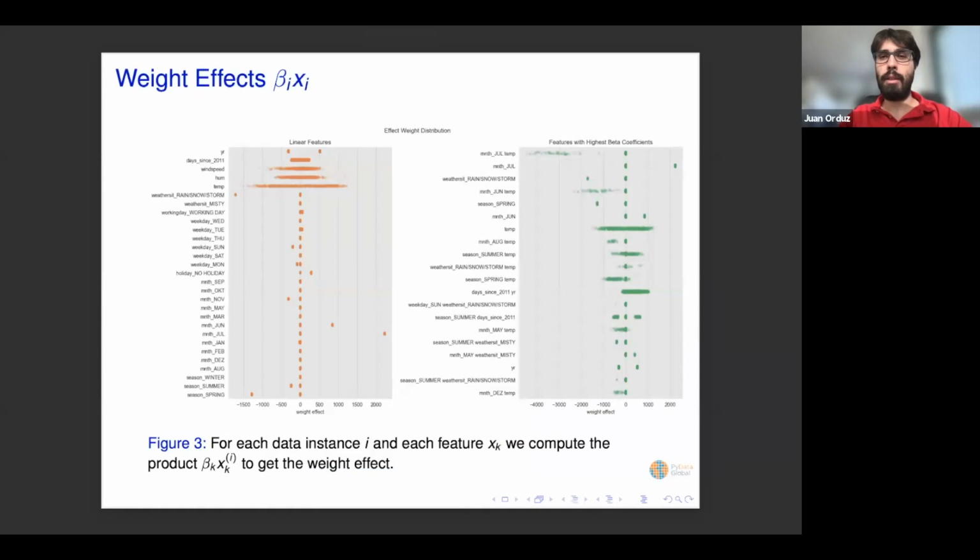But something that can give us a little bit more information is looking into what we call the weight effects. The weight effect is nothing else than taking the beta coefficients and multiplying them by each data instance. So we can see the distribution of each feature across the complete data set. For example, for the categorical variables, you see that we have a lot of them centered at weight effect 0, and then at a certain value, because this is a dummy encoding. And if you also look at the temperature, it ranges across a continuous spectrum of weight effects.